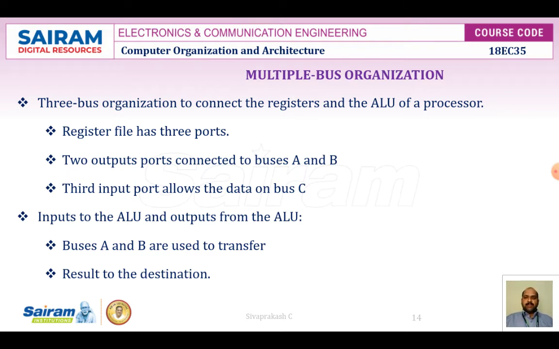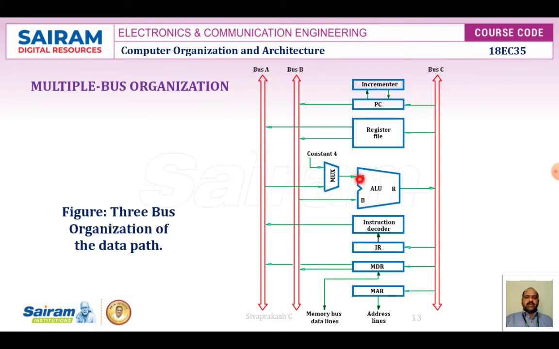Bus A and bus B are used to transfer the source operands to the A and B inputs of the ALU, which has 2 inputs, A and B, getting the data from bus A and bus B. The arithmetic or logic operations are performed by the ALU, and the result is transferred to the destination over bus C. If needed, the ALU may simply pass one of its 2 input operands unmodified as output to bus C.